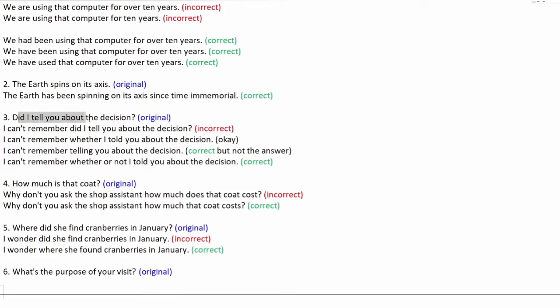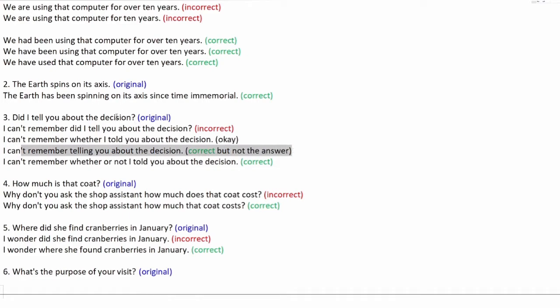Okay, number 3. Did I tell you about the decision? That's the original sentence. It's a question mark. You're asking somebody, or somebody's asking you that. I can't remember. Did I tell you about the decision? No, that's grammatically incorrect. I can't remember whether I told you about the decision. Okay, that's all right. I can't remember telling you about the decision. Again, that is also all right. These two are not the answers.